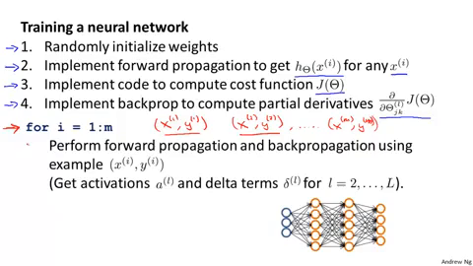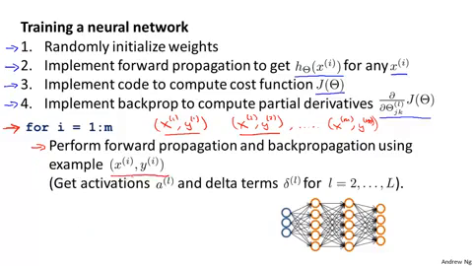And then there are, frankly, somewhat complicated ways to do this without a for loop, but I definitely do not recommend trying to do that much more complicated version the first time you're trying to implement backprop. So concretely, we have a for loop over my m training examples, and inside the for loop, we're going to perform forward prop and back prop using just this one example.